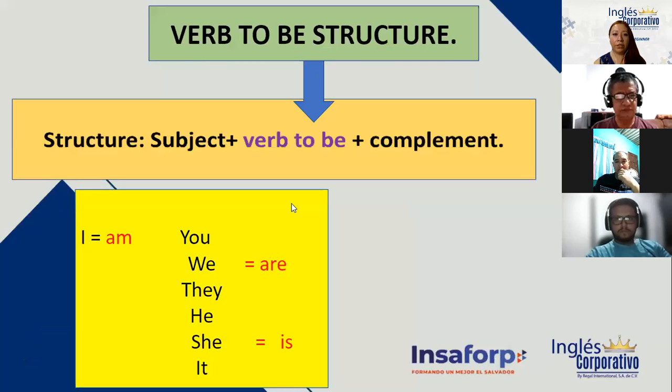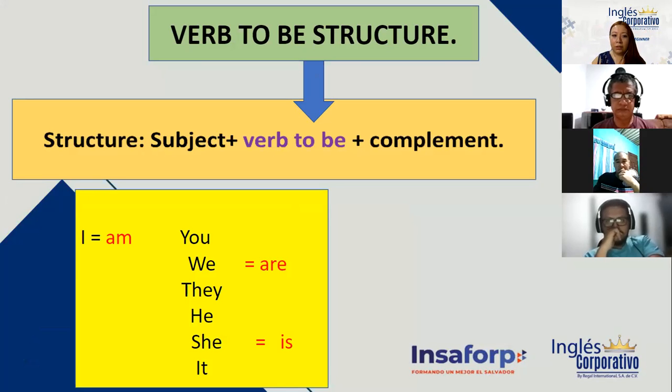So, now we're talking about a structure. Ahora hablamos de estructura. Lo que mencionábamos al inicio, right? Subject, verb to be, plus complement. Así como yo dije, I, sujeto, am, verbo to be, 32 years old. Todo lo demás fue complemento. Esta es una oración afirmativa. Para oraciones afirmativas, that is my structure.